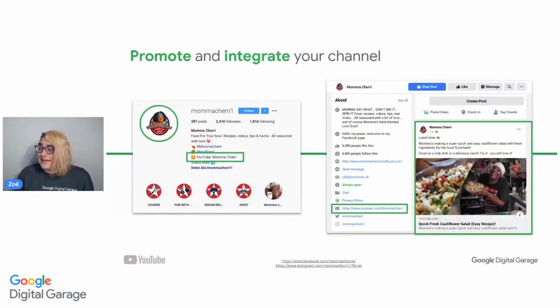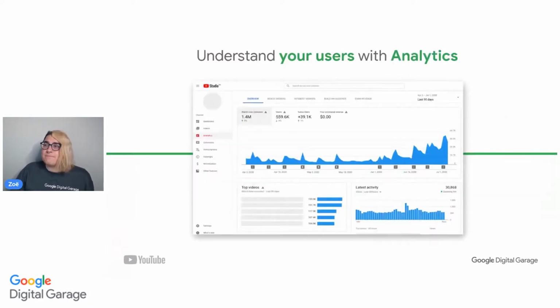And promote and integrate your channel as well. So, make sure you're integrating. This is exactly what it looks like. We've got YouTube on Mama Cherry's Instagram. We've got the same logo. I've got the same thing on Facebook, again, same logo. We've got social media posts promoting the content. And then we've also got links directly to the YouTube channel, so promoting it and cross-promoting it. And that is really, really important.